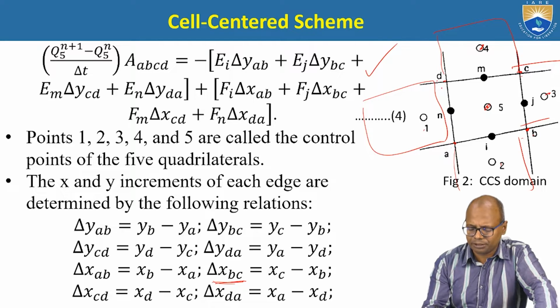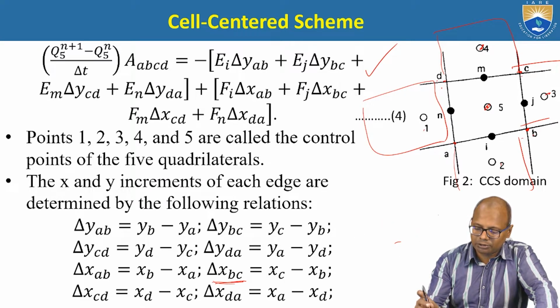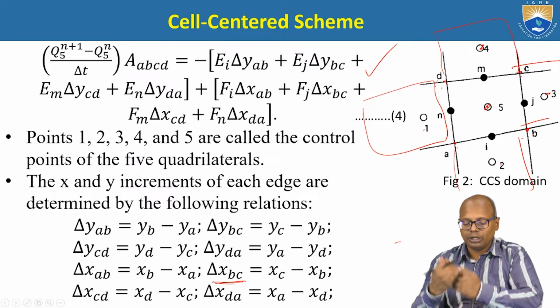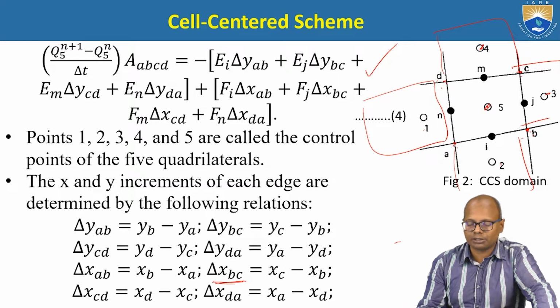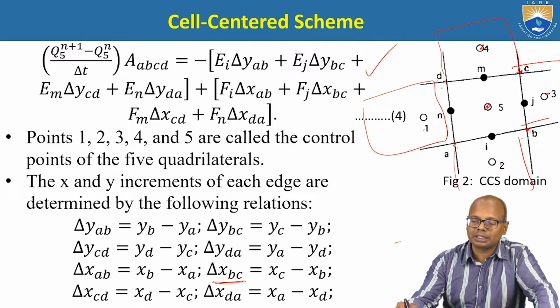So it is very simple. Say suppose this is the length, with points 1 and 2. The distance is equal to x2 minus x1. Delta x is equal to the second coordinate minus the first coordinate. The same thing we are applying here, and we are saying that delta x DA is equal to XA minus XD. DA we are taking, so it is from D to A. Here from A to B we have taken, so it is B minus A. If I am taking BC, it is C minus B. If I am taking CD, it is D minus C. If I am taking DA, it is A minus D.